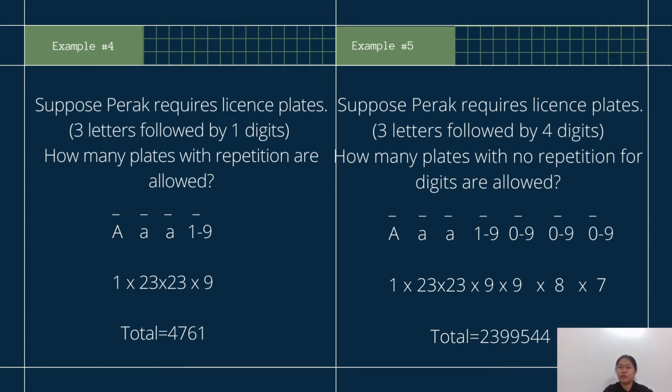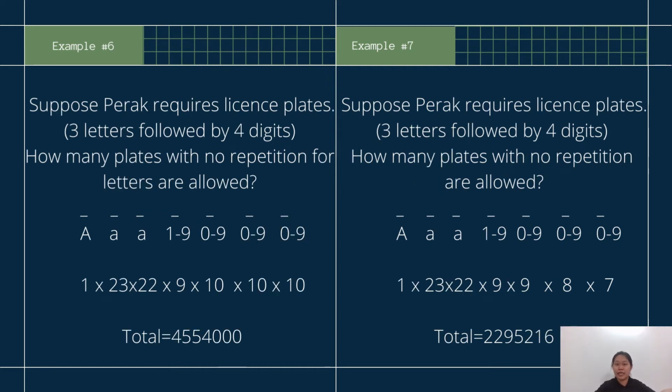For example 5, we assume that the number plates are 3 letters and 4 digits with no repetition allowed for digits. Since the digits cannot be repeated, the number of digits will be lessened for the next character. The calculation is 1 times 23 times 23 times 9 times 9 times 8 times 7, with a total of 2399544. For example 6, we assume 3 letters and 4 digits with no repetition allowed for letters. Since the letters cannot be repeated, the number of letters will be lessened for the next character. The calculation is 1 times 23 times 22 times 9 times 10 times 10 times 10, with a total of 4554000.